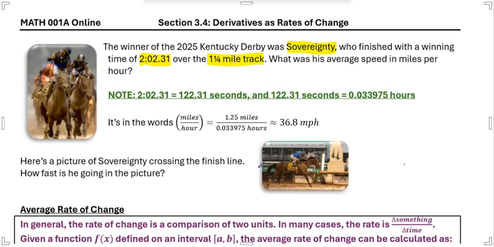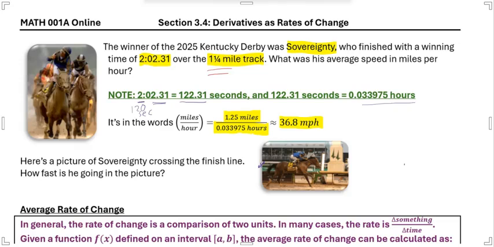So I did a little bit of work ahead of time before I started today, and I converted the 2 minutes to, as you can imagine, 120 seconds. That's 60 times 2, and then I added in the extra time for a total of 122.31 seconds, and I took that to minutes by dividing by 60, and then I took that finally to hours by dividing by 60 again. So dividing by 60 twice gave me this really small value, and then with that work done I could figure out, okay, well, if the horse went 1.25 miles, because that again is the 1 1/4 mile track, and the horse did that in 0.033975 hours, if you divide that, you get the horse had an average speed of 36.8 miles per hour.